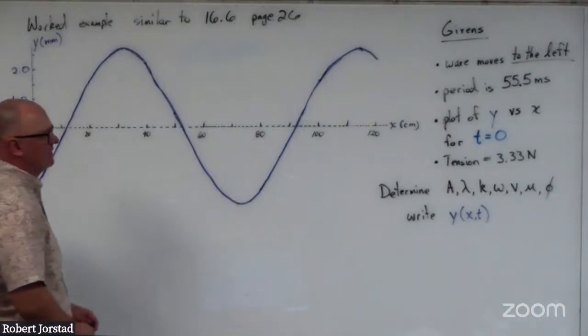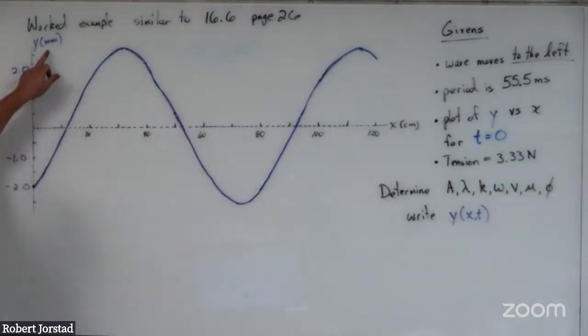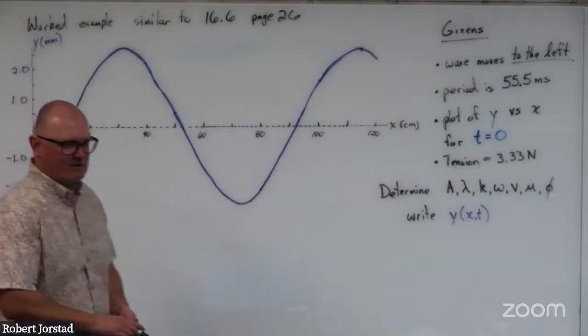Notice something here. This is in centimeters, and this is in millimeters. So with a lot of these waves we've seen, the vertical scale is usually exaggerated so we can see the wave, but right, this is much smaller than that horizontal scale. All right, it's just blown up so we can see this. So let's try and figure out everything we can.